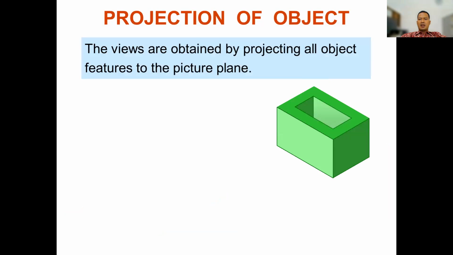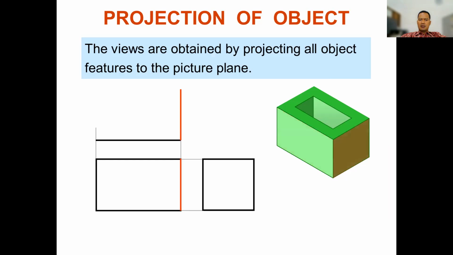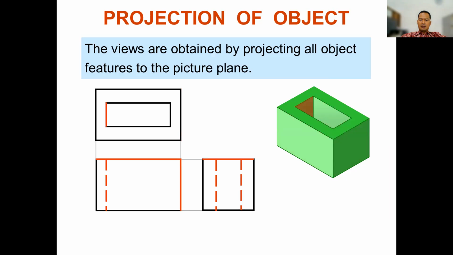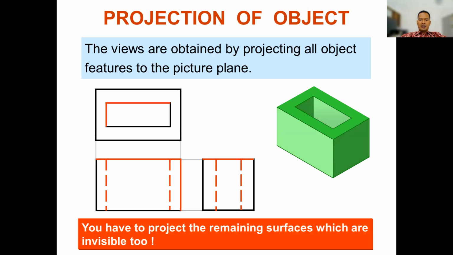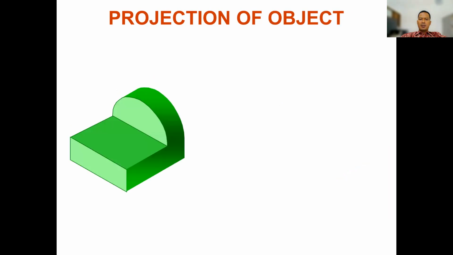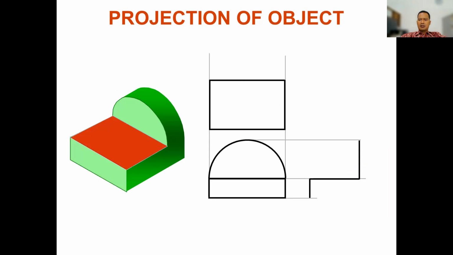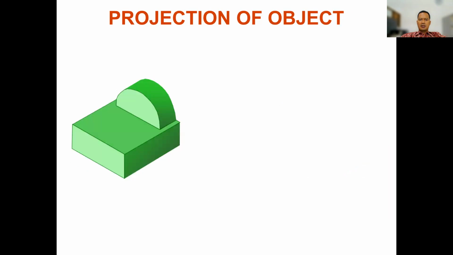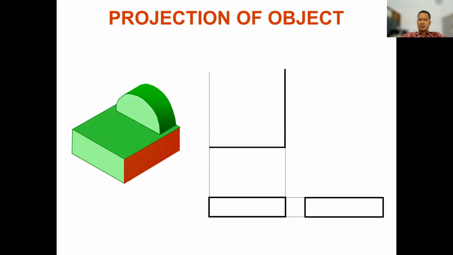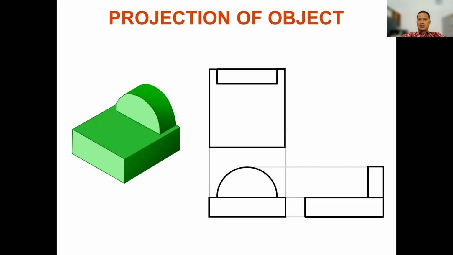The views are obtained by projecting all object features to the picture plane. For example, this one, this one, this one. You have to project the remaining surface, which is invisible, by using a dashed line. For example, this object, you will get the projection like this, and this one is projected like this.